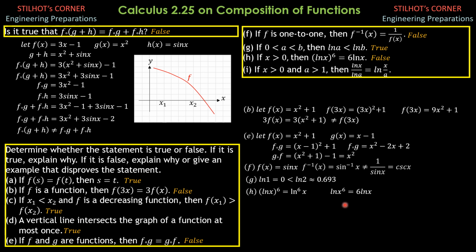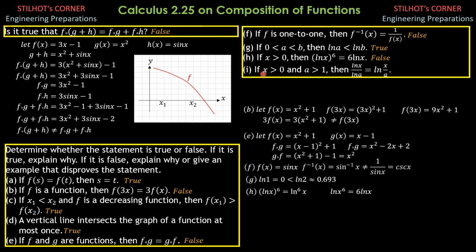From algebra, ln of x to the 6 can be written as 6 ln of x. Remember, ln of x to the r is r ln of x. So the only way this statement is true is when only x is raised to 6, not the entire ln function raised to 6. So that's why it's false.